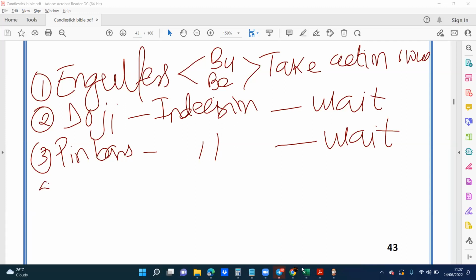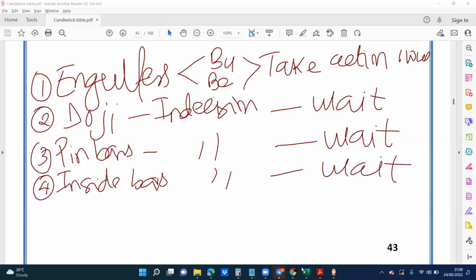Then we looked at one more. We had inside bars, which is more or less like the inverse of engulfers. And we also said it's an indecision candle, and then we wait. And the last one we looked at is tweezer, or of course, pin bars are also known as hammers. Then we had tweezers or railroad, right? Railroad or tweezers.